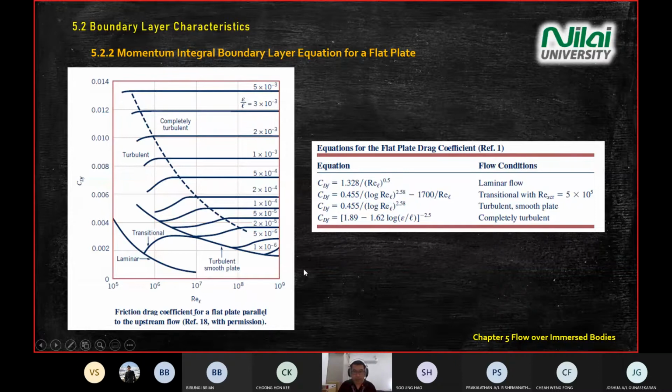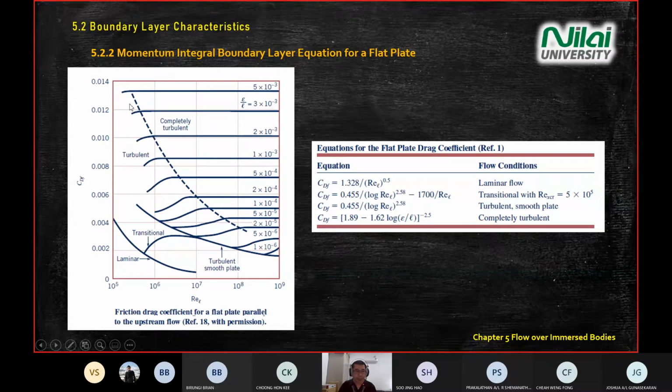And turbulent smooth plate, this line. So you can also discuss what happens if the surface of your paper aircraft is smooth. What happened? How to get the smooth surface? What material would you propose to use, for example. And then this one, completely turbulent, is this region. Actually it's a dotted line, this one.